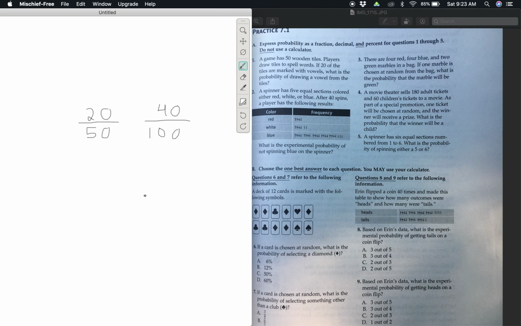Or you could do 0.4. Okay, so we have either 40%, 0.4, or the fraction, 20 over 50, which actually should be simplified to 2/5. Using 10, 10 goes into 20 two times, 10 goes into 50 five times, and it can't be simplified less than that. So that is for number one, y'all.